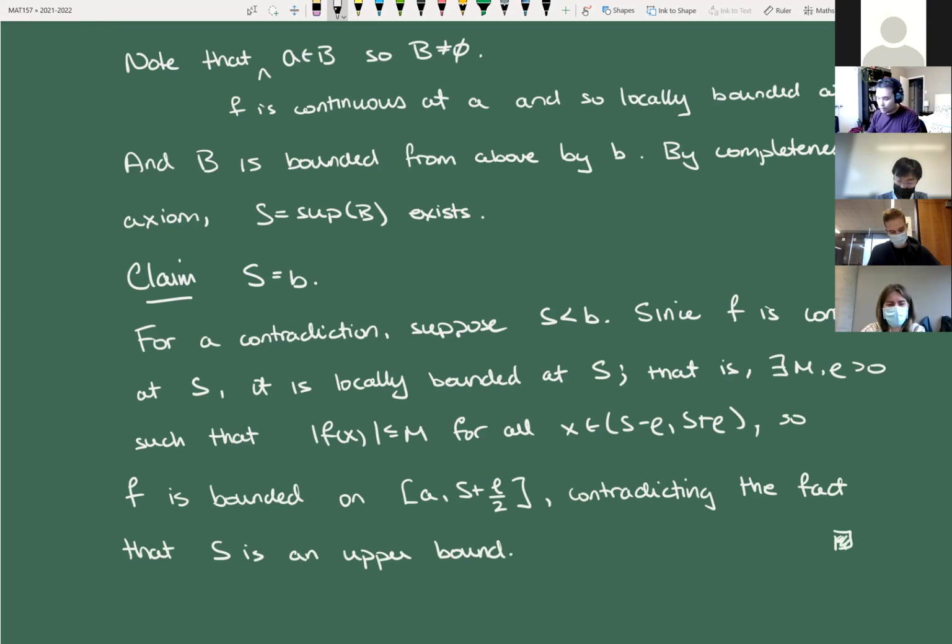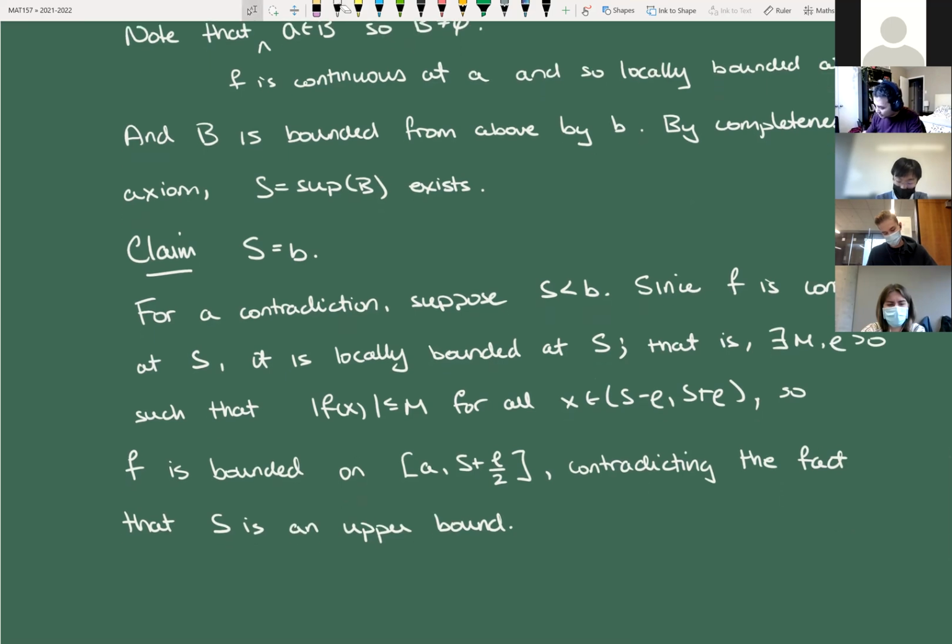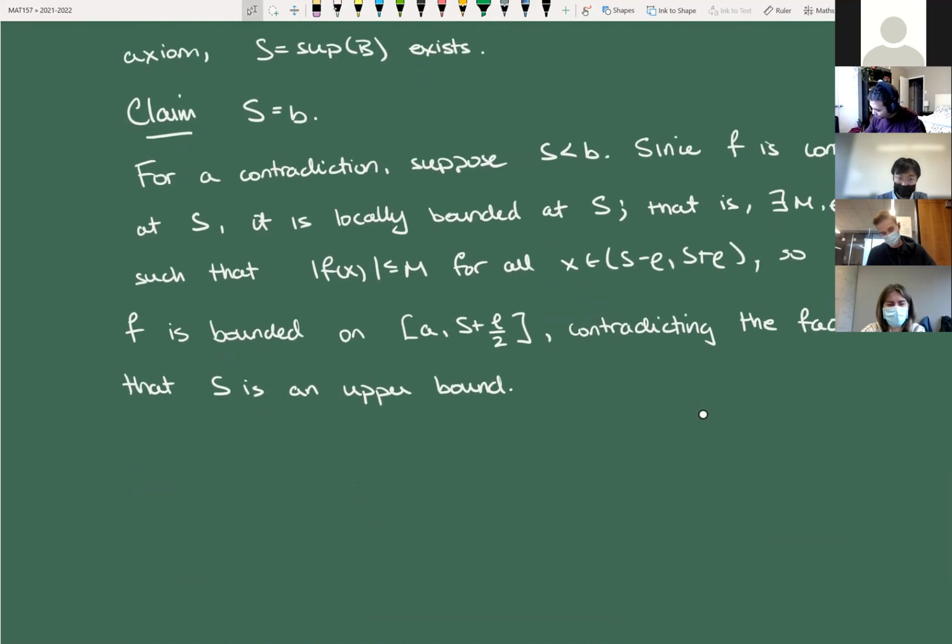So there is a little exercise here that you should try and prove on your own, which basically is if you're locally bounded up until the point S, and then you're locally bounded at S, that actually means that you're locally bounded on that slightly bigger interval. I haven't proven that. I've left that as something for you to do. So this actually shows now that S is equal to B.